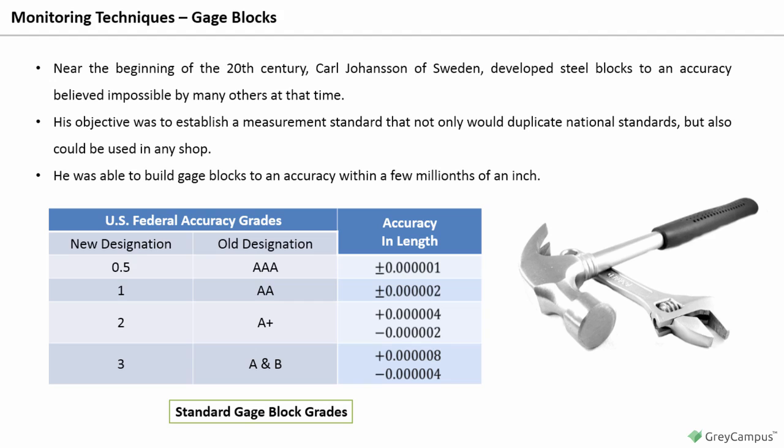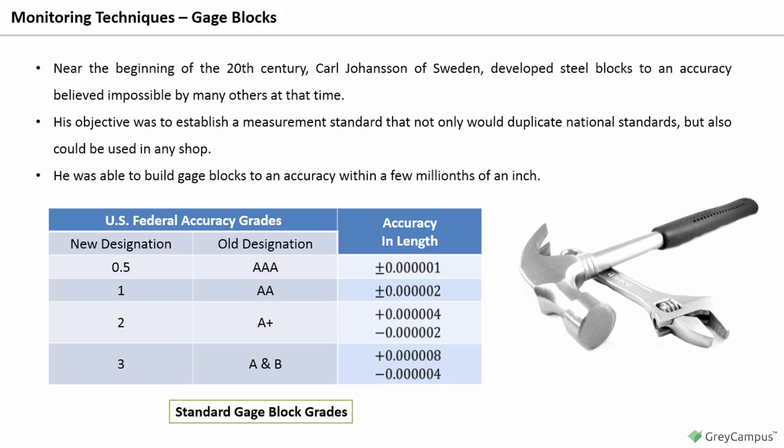As you can see in the table, the U.S. Federal Accuracy Standard Gauge block grades have new designations and old designations and have appropriate accuracy in length. The old designation of AAA has a new designation of 0.5 and an accuracy of plus or minus 0.00001. The old designation of AA has a new designation of 1 and an accuracy of plus or minus 0.000002.